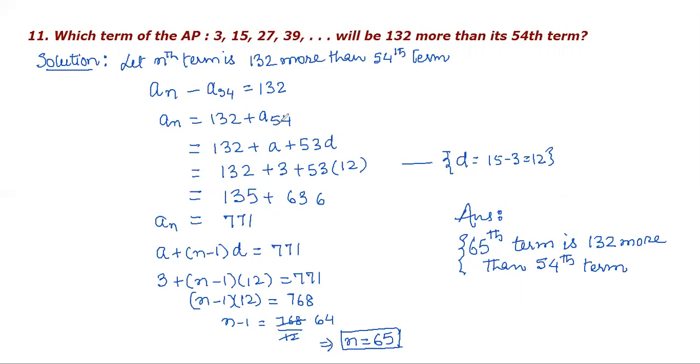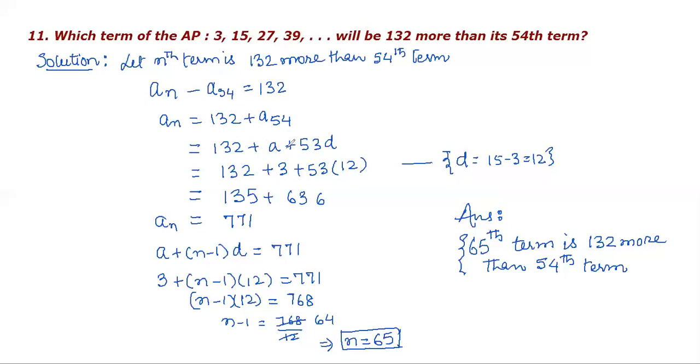Since it is A54, that means the formula will be a plus (n minus 1)d. So whatever n you have here, subtract 1 from it. So that is a plus 53d. An is equal to 132 plus a plus 53d.